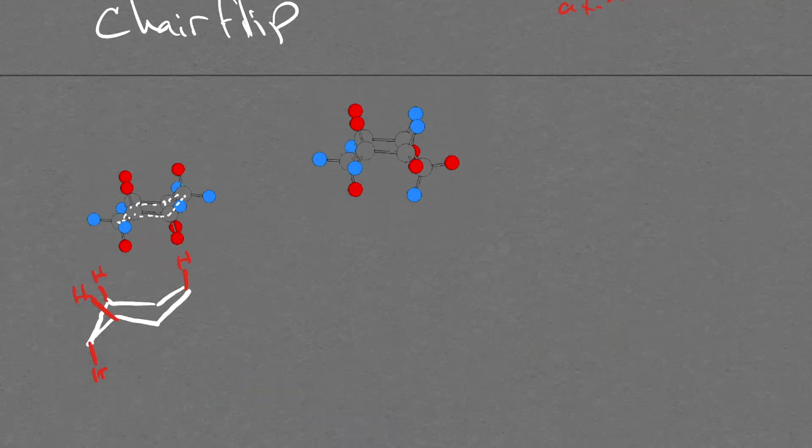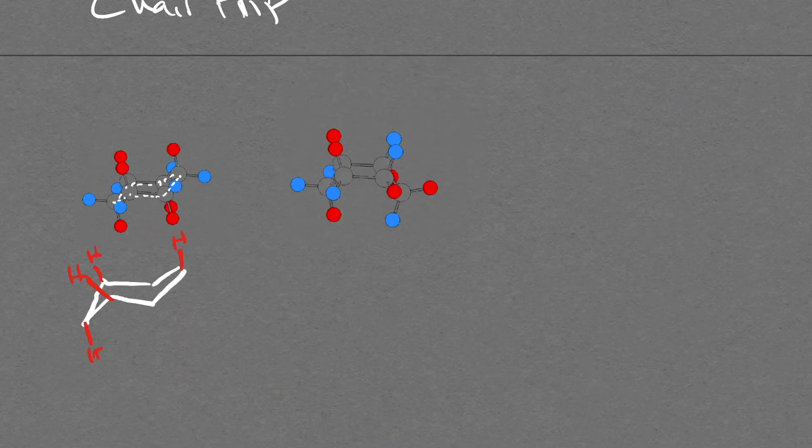And this intermediate configuration is actually called a boat. So in a boat configuration, this is your medium energy, or somewhere on your energetic landscape as it tries to get all the blue ones to become axial and the red ones become equatorial.